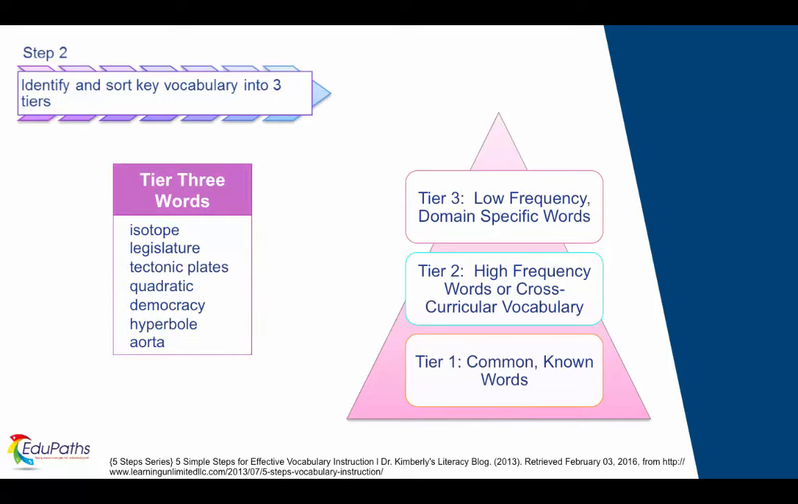And finally, we have Tier 3 words. Tier 3 words are domain-specific vocabulary, such as isotope, or tectonic plate, or quadratic, or democracy, or hyperbole. These are highly specialized words that students may be unfamiliar with and therefore need direct instruction in order to learn these words effectively enough to use them.